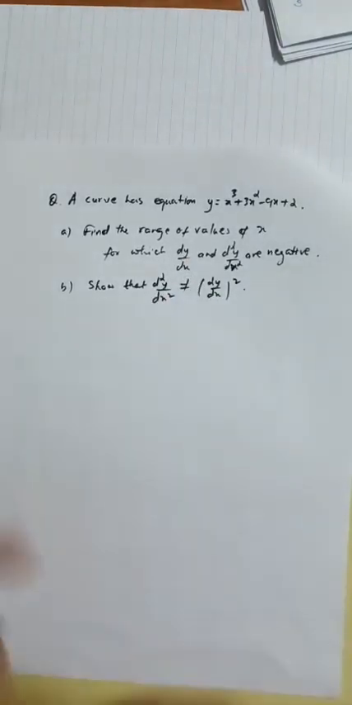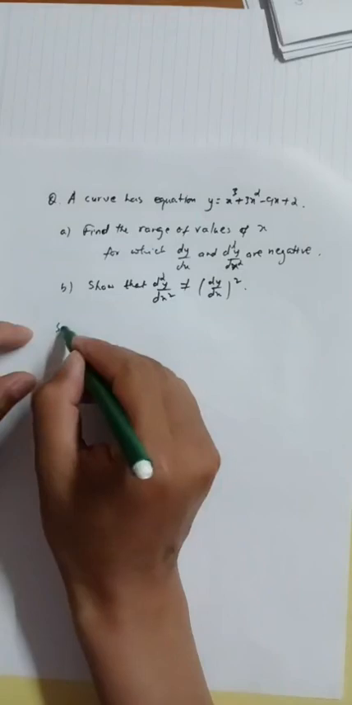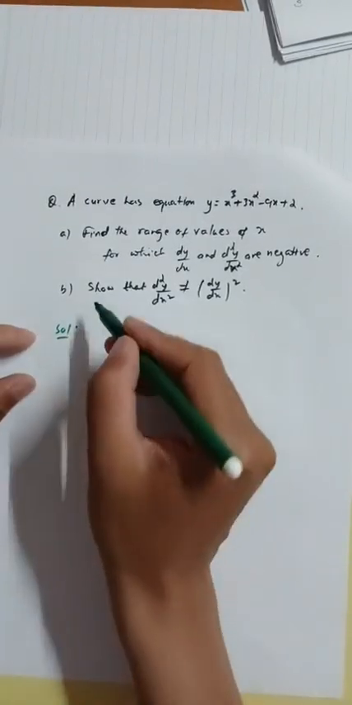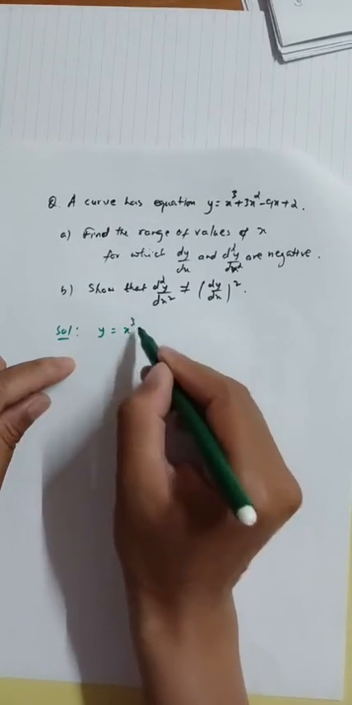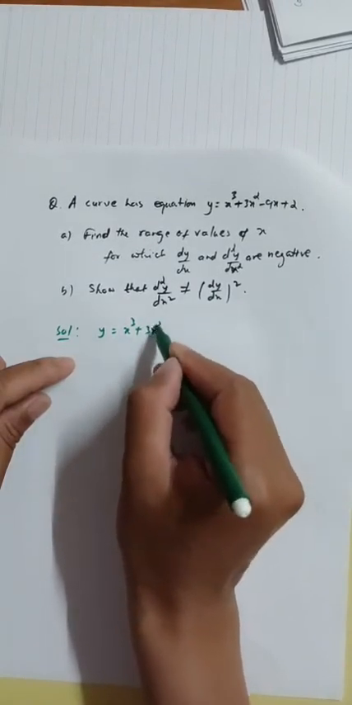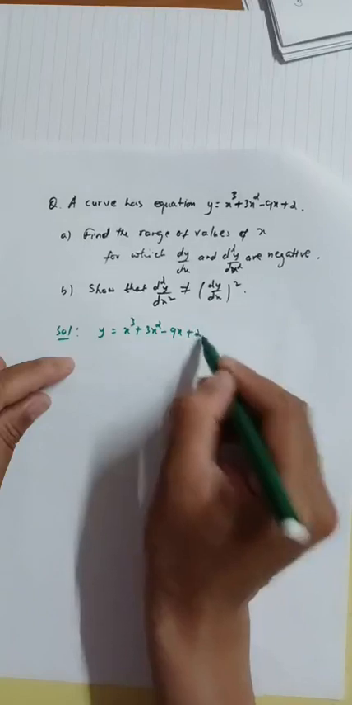First of all we need to find dy over dx, so we differentiate the function x cube plus 3x square minus 9x plus 2.